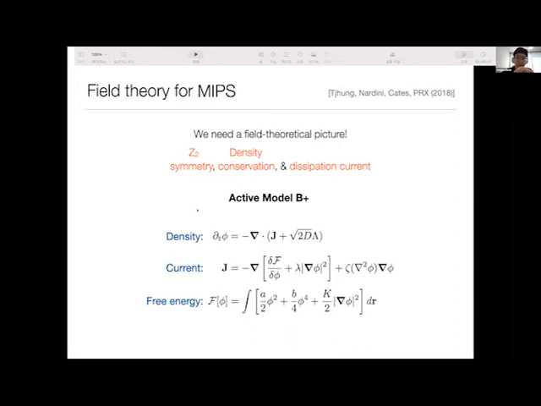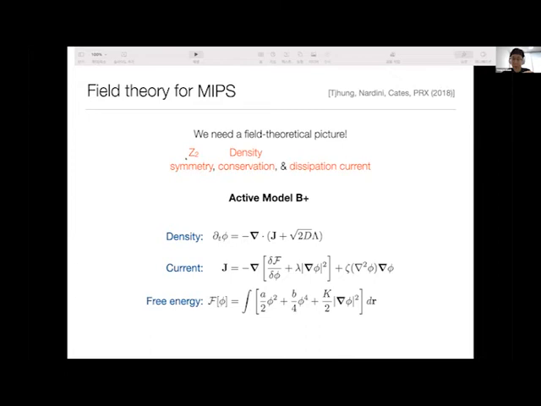This work was actually done by the Cates group, and it is called Active Model B+, because the name comes from Model B, whose name comes from the famous Hohenberg and Halperin paper in 1977. Depending on the symmetry of the system and its conservation laws, there is a whole classification scheme of statistical field theories describing how the system behaves near a phase transition, or at least how the system phase separates.